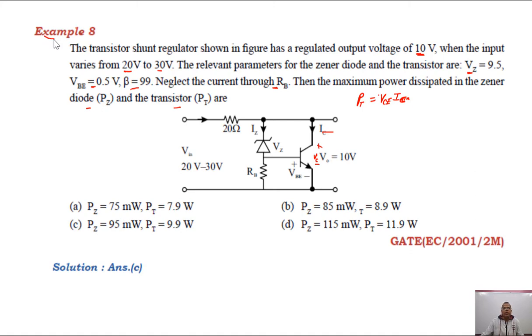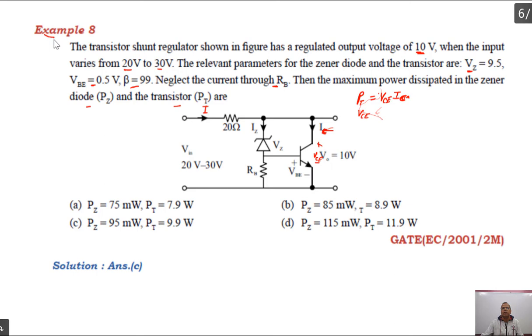Now, suppose the current coming from the supply is I, the current through the Zener diode is Iz, and the current through the load is IL, right? The voltage across the BJT is VCE, and the current through the BJT is IC. The power dissipation in the BJT is VCE into IC. Here VCE is equal to the input voltage minus the output voltage. The input voltage is 20 to 30 volt and the output voltage is 10 volt.